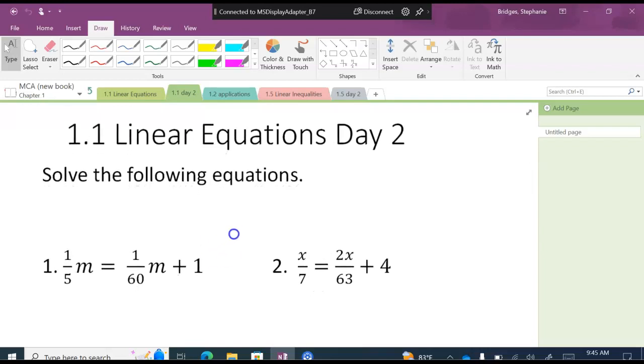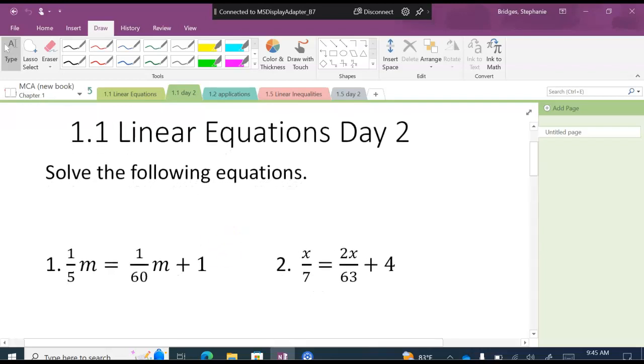So the very first thing I want to look at is my equation. I've got 1/5 m equals 1/60 m plus 1. Now, we do not have to deal with the fractions. And it's much easier, anytime we have an equation that we are trying to solve, to get rid of our fractions. And we can do that because whatever we do to one side of an equation, as long as we do exactly the same thing to the other side, it's still an equivalent equation. It just changes the way it looks.